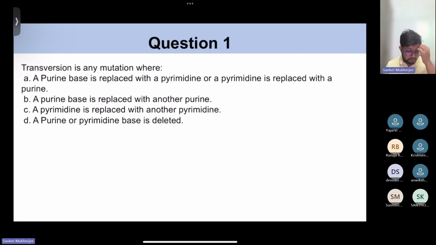The first question is, a transversion is any mutation where: A, a purine base is replaced with a pyrimidine, or a pyrimidine is replaced with a purine; B, a purine base is replaced with another purine; C, a pyrimidine is replaced with another pyrimidine; or D, a purine or pyrimidine base is deleted. You can use the Q&A section to answer. Let's give this a minute.